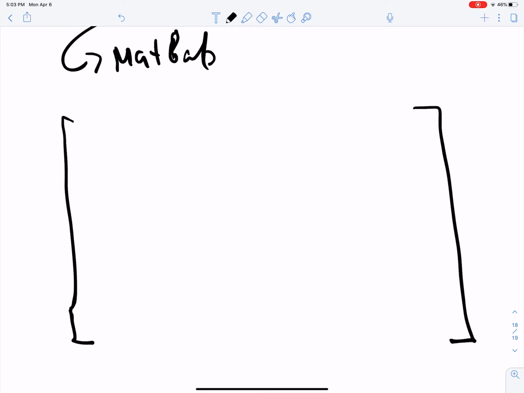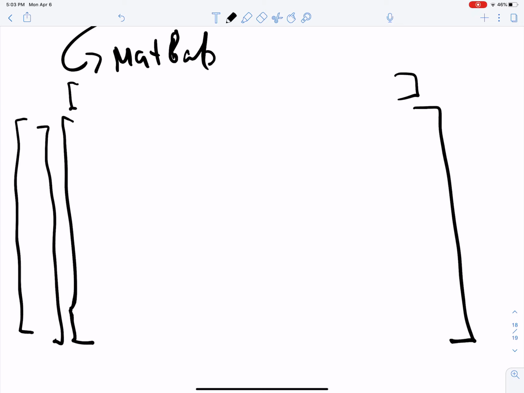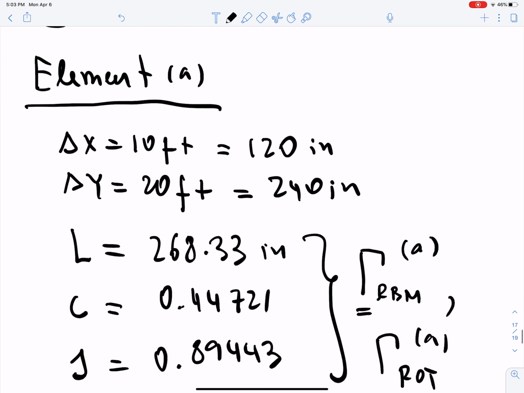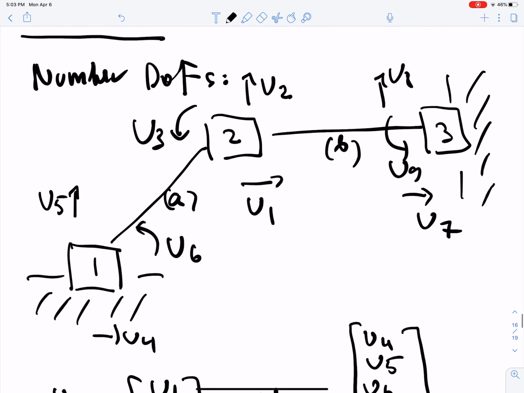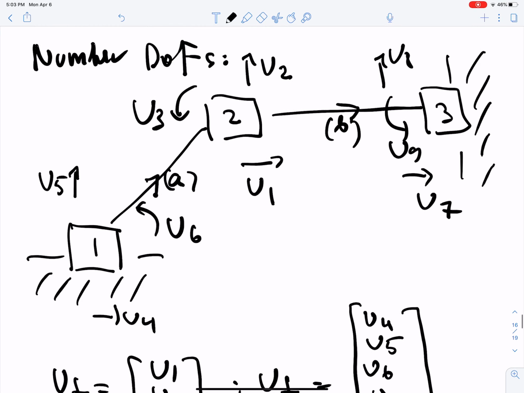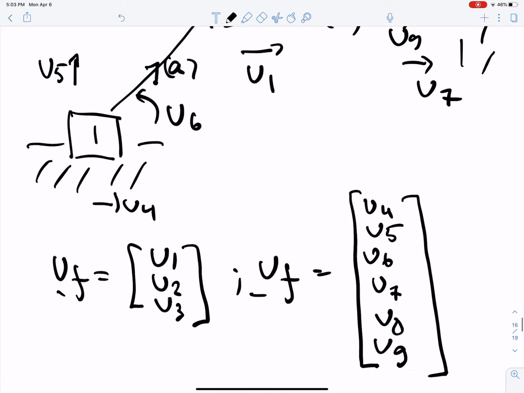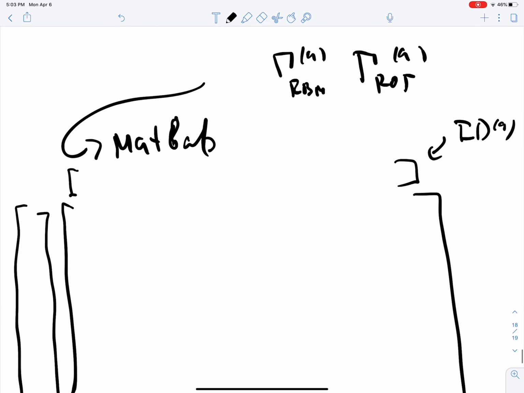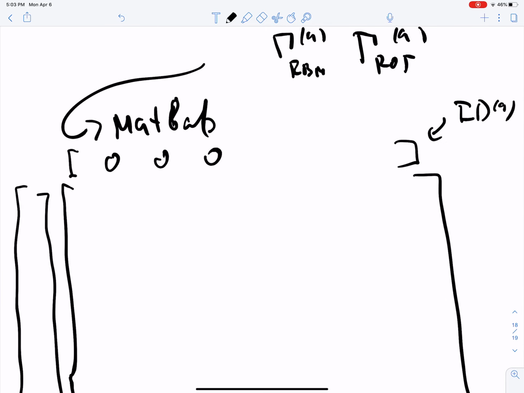The relevant entries that you're going to need are going to be dictated by the ID array. If we take ID for element A, let's scroll back and go back to our structure. You see that with this as the direction of the element, delta 1, delta 2, delta 3 point to no equations. Delta 4, delta 5, delta 6 point to U1, U2, U3. This allows us to record the ID array directly: 0, 0, 0, 1, 2, 3.